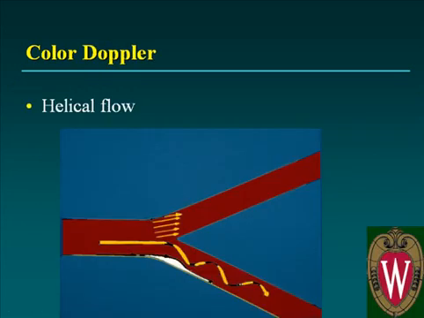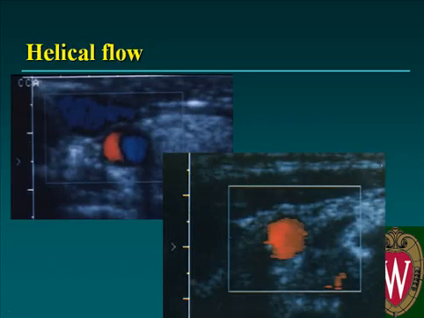Helical flow is a phenomenon that's commonly seen and normally seen in many patients. This is flow that is helical in the sense that it has two components of motion. It is moving forward, and it is moving in a circular pattern within the vessel lumen. That's demonstrated here on these transverse images. In this case, flow is going in a clockwise direction. You can see that, but it is also moving, of course, cephalad towards the head.